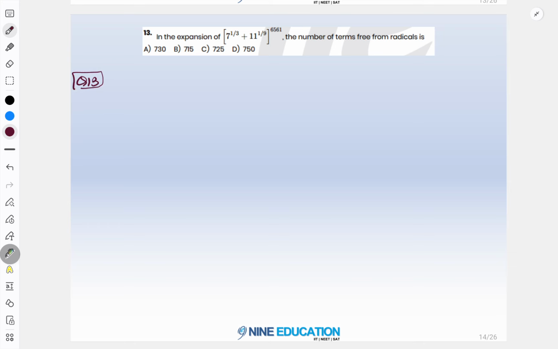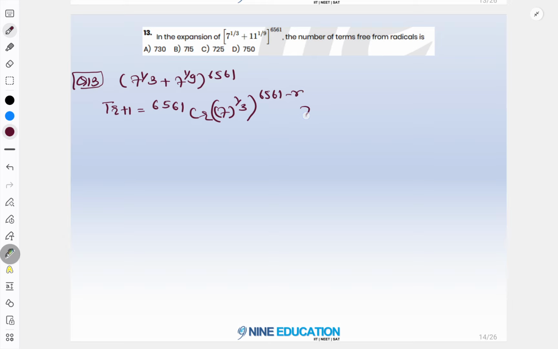In this particular expression, you need to calculate the terms which are free from radicals. (7^(1/3) + 11^(1/9))^6561. The general term for this expression will be 6561 Cr (7^(1/3))^(6561 minus r) (11^(1/9))^r. So this is 6561 Cr 7^((6561 minus r)/3) 11^(r/9).